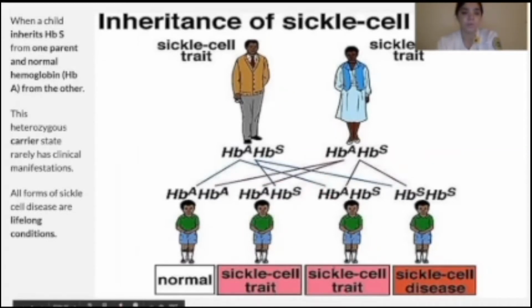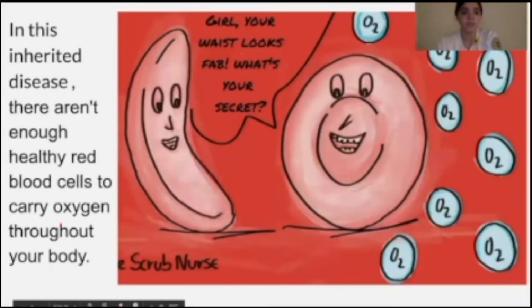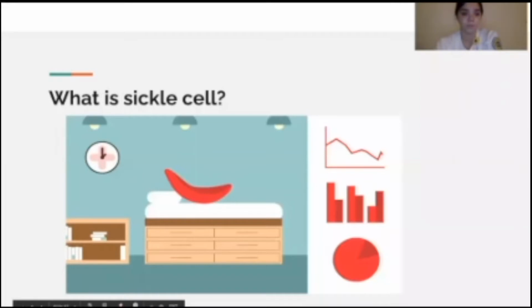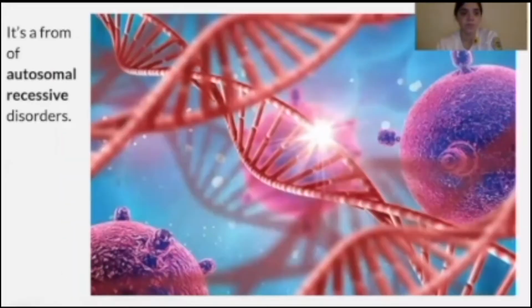So all forms of sickle cell disease are lifelong conditions. So this child actually has a disease. He has both abnormal hemoglobins, which is hemoglobin S. With this inherited disease, there aren't enough healthy red blood cells to carry oxygen throughout the body. So what is sickle cell? This is a form of autosomal recessive disorder.